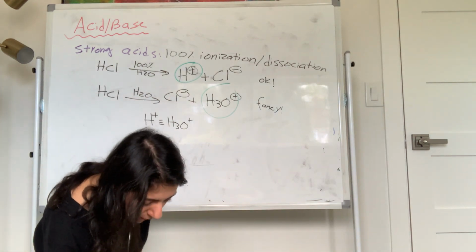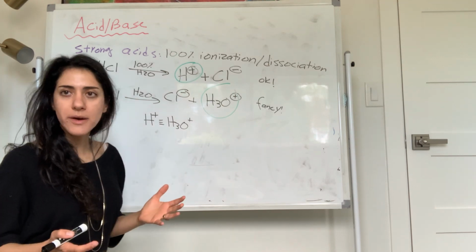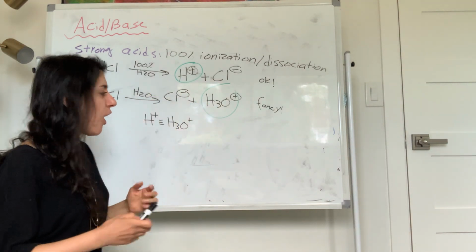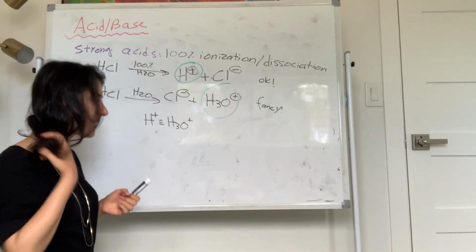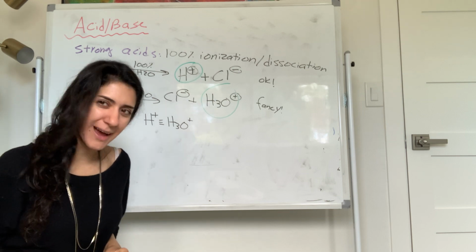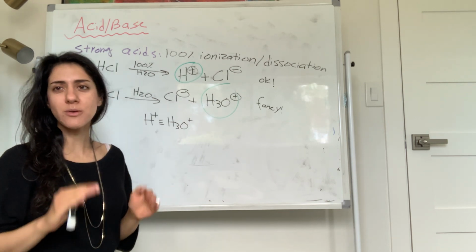Okay. Now, so strong acids will completely break up in water into H plus, or a better way to write it, hydronium. How would you know if you have a strong acid? How would you know? You could always taste it, right? If it tastes really sour, it's going to be a strong acid. That was a joke. Do not try this.